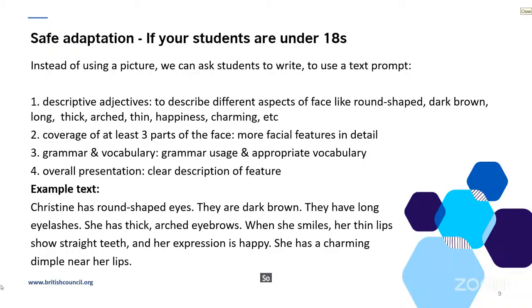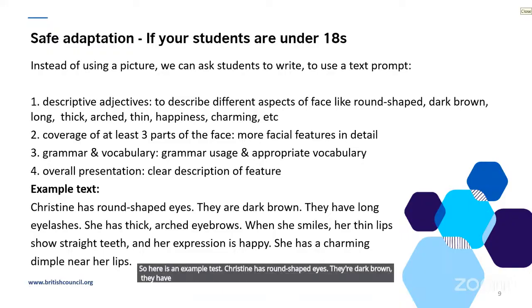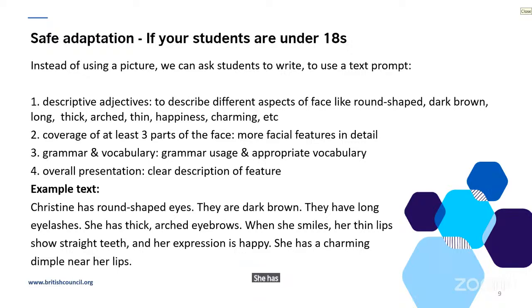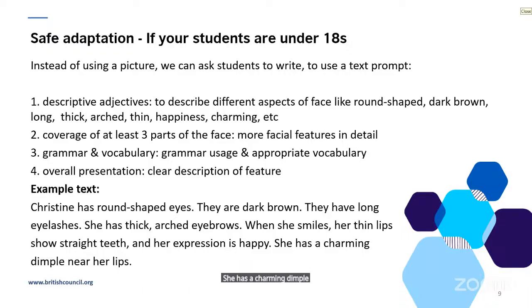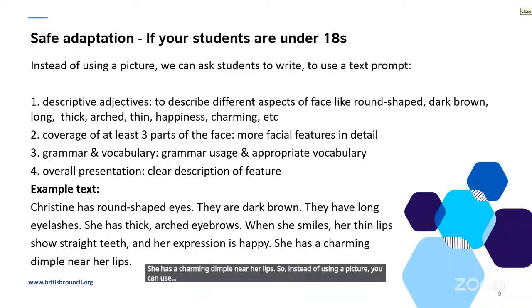So here is an example text. Christine has round-shaped eyes. They're dark brown. They have long eyelashes. She has thick arched eyebrows. When she smiles, her thin lips show straight teeth, and her expression is happiness. She's charming. She has a charming dimple near her lips. So instead of using a picture, you can use a written description text like this. This is a clear, improved prompt example. Next slide, please.